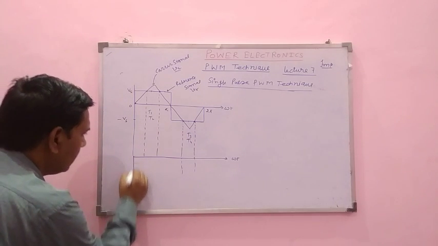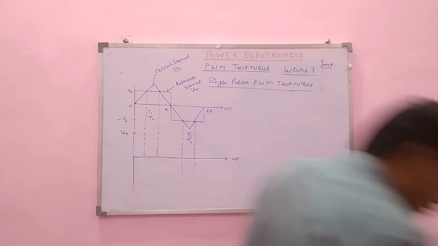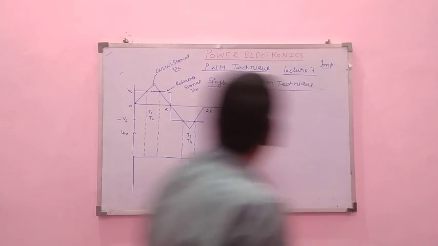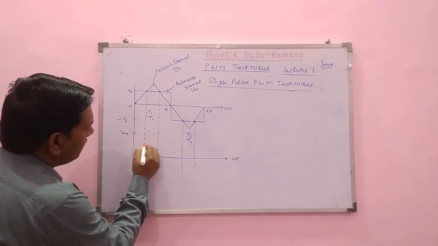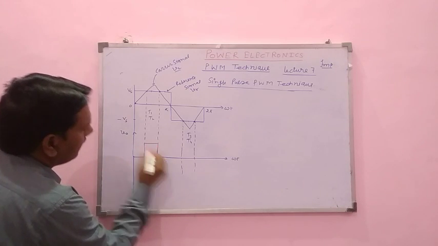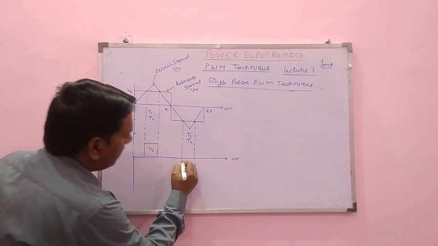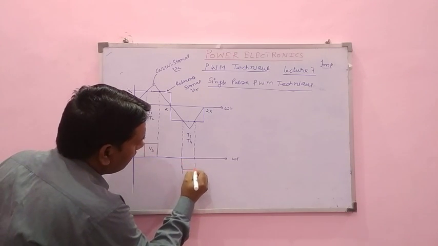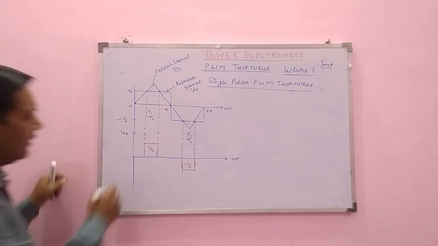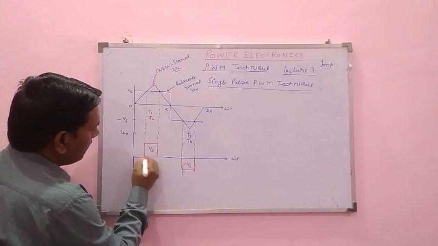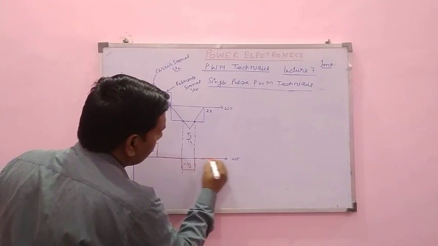You can see here this is the output voltage V. So when thyristor T1 and T2 conduct, the output voltage is equal to how much? It is equal to plus Vs. When T3 and T4 conduct, in that case the output voltage is equal to minus Vs. So you can see here, this is the output voltage waveform after PWM technique.